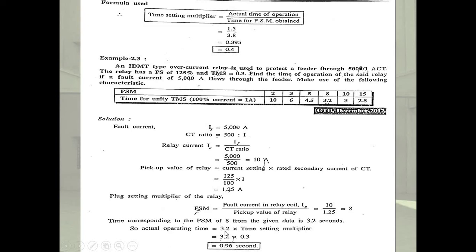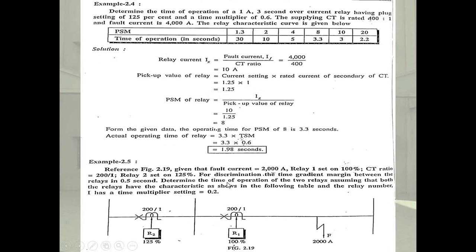So actual operating time is 3.2 into the time setting multiplier. The time setting multiplier, TMS, is 0.3. So 3.2 into 0.3, and finally we get the actual operating time equal to 0.96 seconds. Okay, now next example.